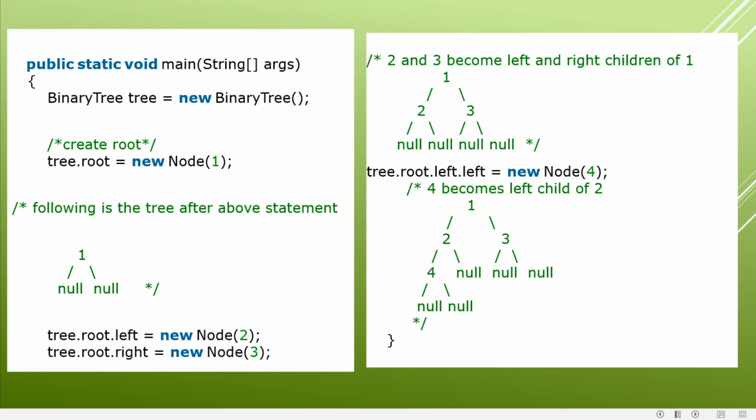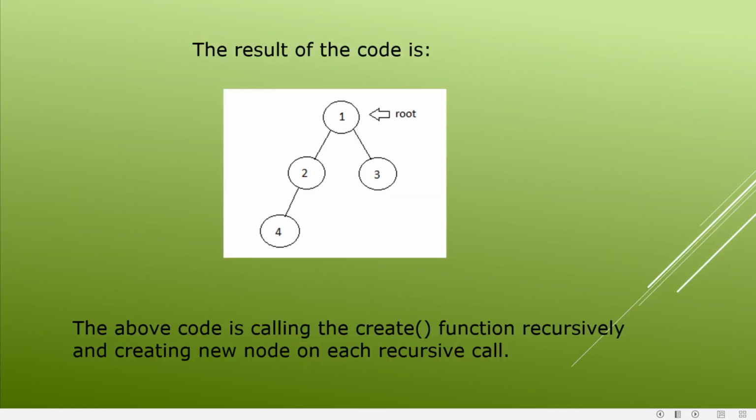Similarly, I want to insert another node in the structure, that is tree dot root dot left dot left equals new Node of 4. Then 4 becomes the left child of 2. If I want to construct 4 as a left child for 3, then we have to write tree dot root dot right dot left. Okay, this is the final output of our code.